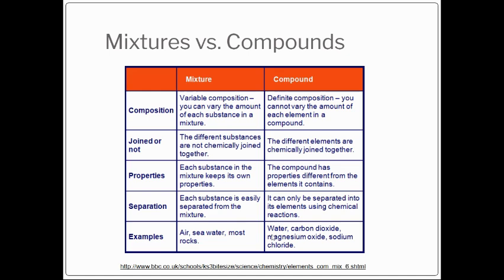Some examples of compounds are pure water, pure H2O, carbon dioxide gas, which is CO2, which means it's one atom of carbon combined chemically to two atoms of oxygen. Magnesium oxide, which is a type of salt, and same with sodium chloride, which is also table salt.